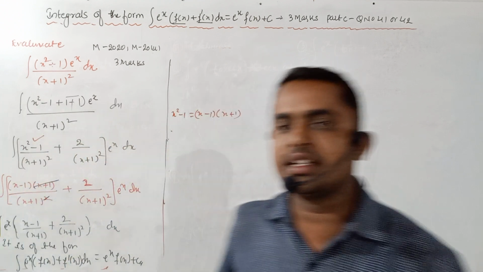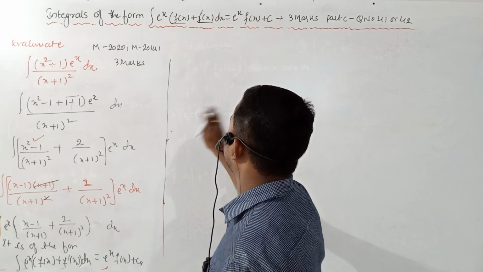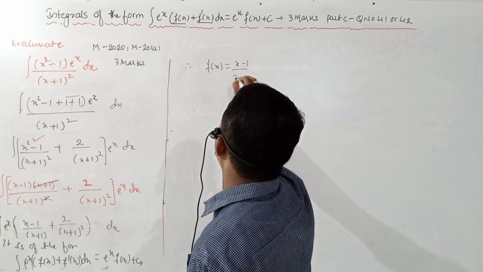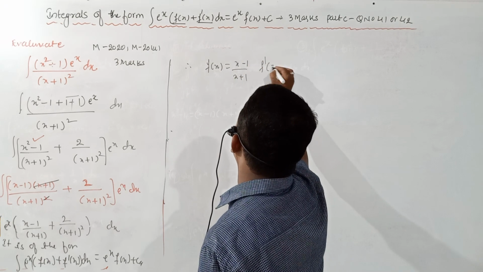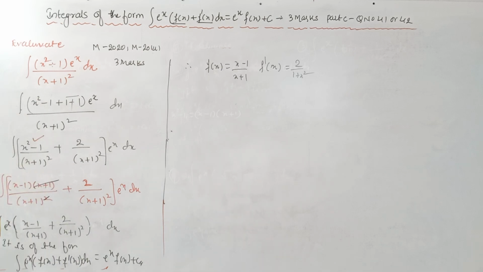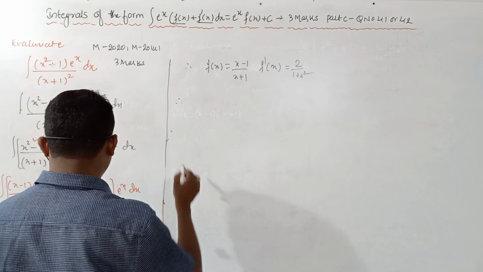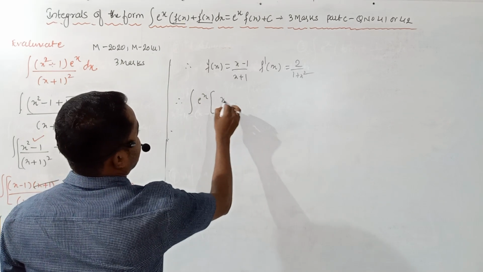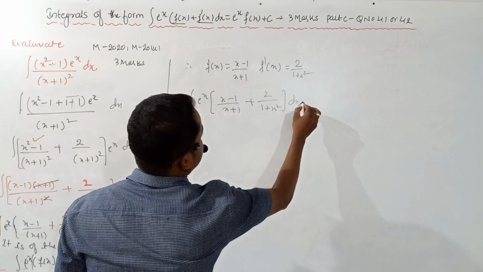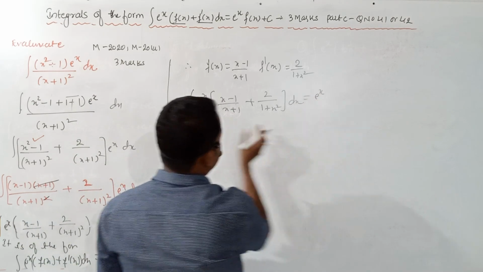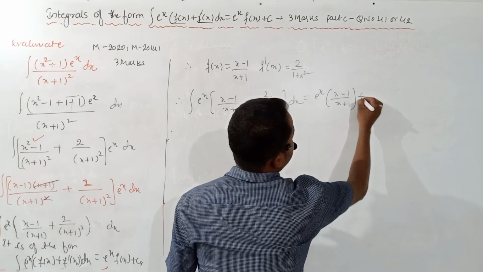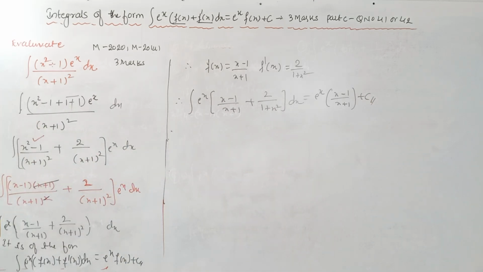Therefore, I am writing the further step here. Integration of, here f of x means what? X minus 1 divided by x plus 1. F dash x means what here? 2 divided by 1 plus x square. Therefore, integration of e raised to x, x minus 1 divided by x plus 1 plus 2 divided by 1 plus x square dx is equal to what? E raised to x, f of x means x minus 1 divided by x plus 1, plus c. This is the final answer.